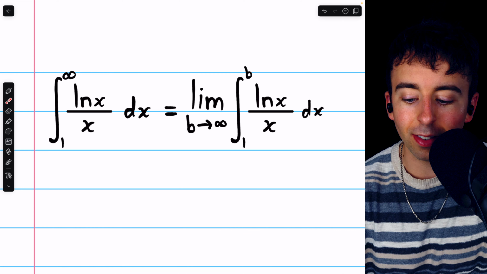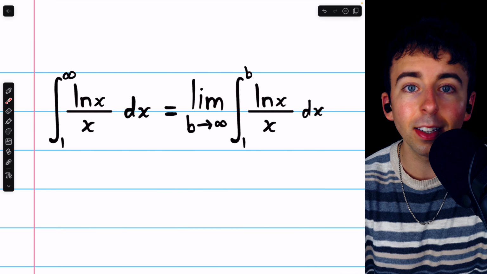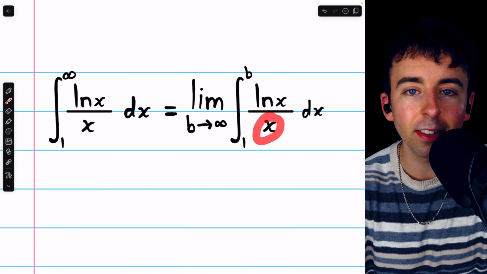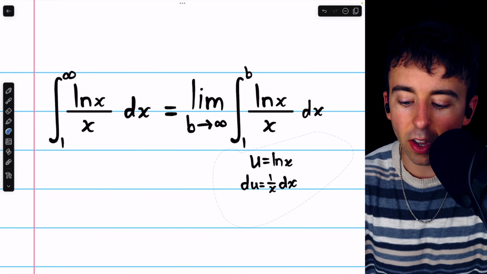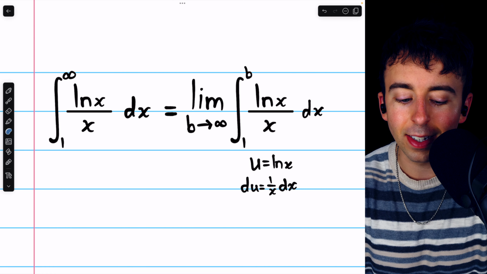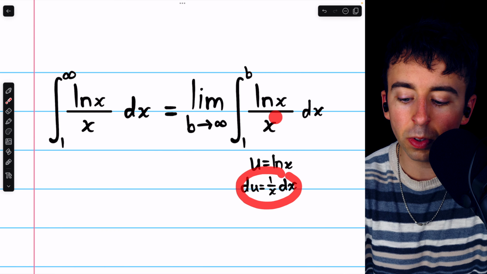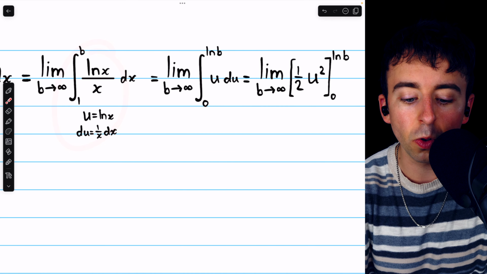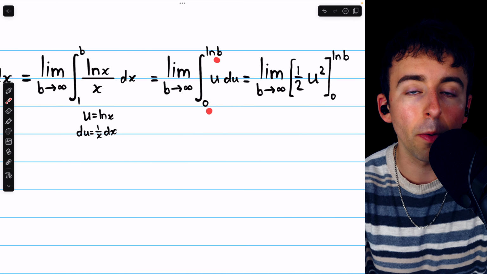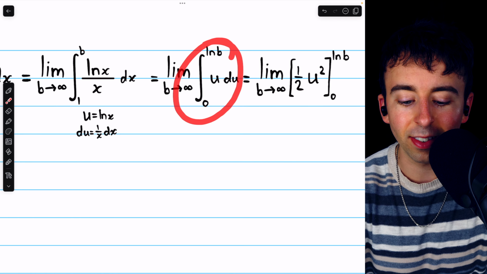substitution. Notice that the derivative of ln x is 1 over x. So if we let u equal ln x, then we'll have that du equals 1 over x dx, and so the du will take care of the rest of the integrand. Completing that u substitution, and not forgetting to adjust our bounds, we're left with this integral.